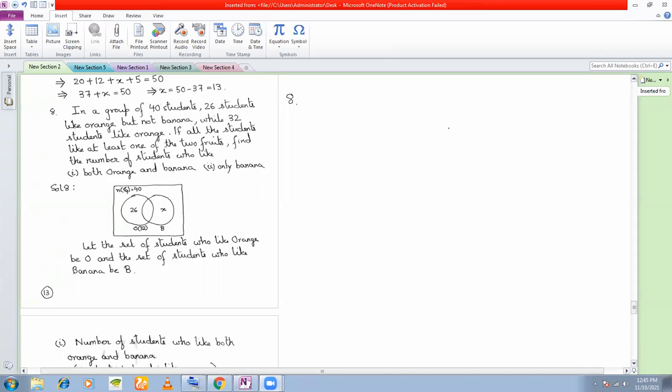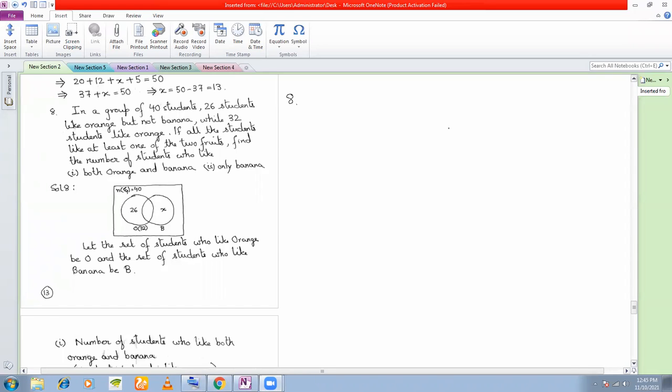So in this group of 40 students, 26 students like orange but not banana, while 32 students like orange. Okay, and 32 students like orange. Does it mean that they don't like banana? Then some of them may like banana out of 32. Okay, a few of them. But this includes people who also like banana.